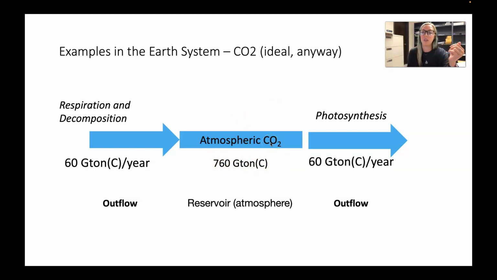There's really no in or out there. And then the outflow, of course, is photosynthesis. So our trees and our plants do their photosynthesizing thing and take in about 60 gigatons a year. So the inflow is equal to the outflow, which means everything is all in balance overall.